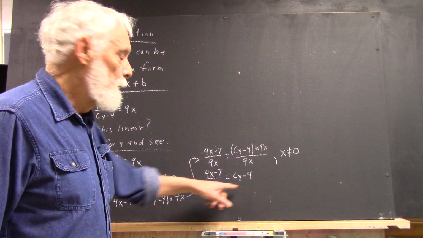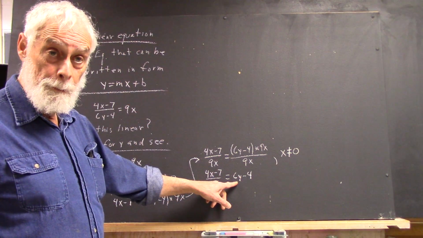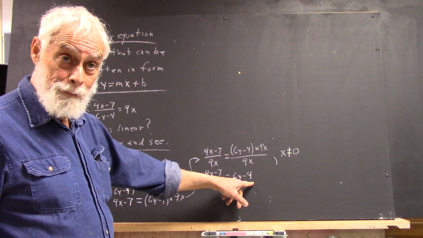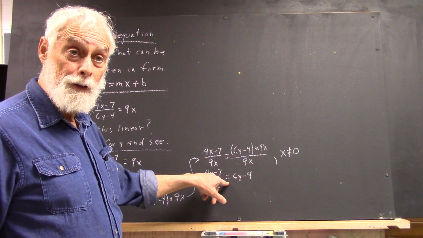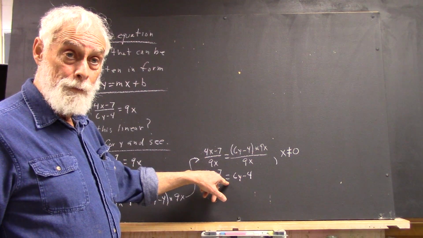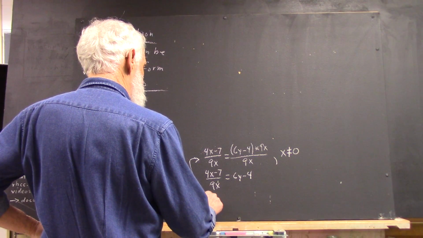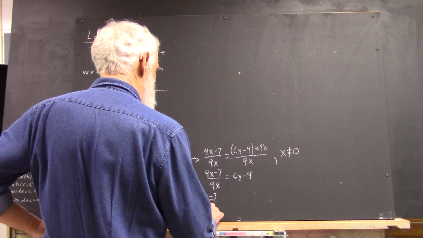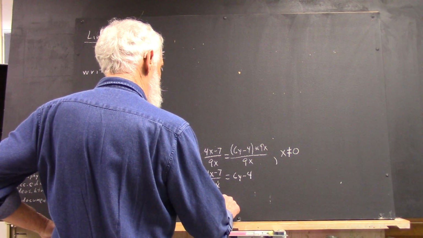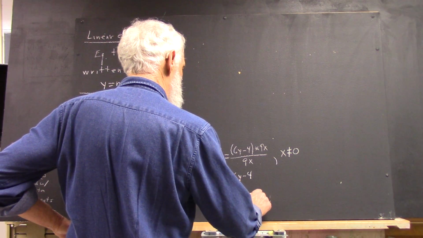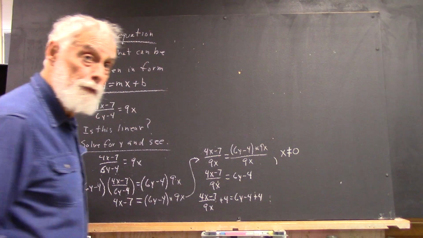Yeah, but you're not going to multiply these. You're trying to solve for y. So really all you have to do is add 4 to both sides and then divide through by 6, and you're going to get y. Okay? So you're going to get 4x minus 7 over 9x plus 4 equals 6y minus 4 plus 4. Okay?